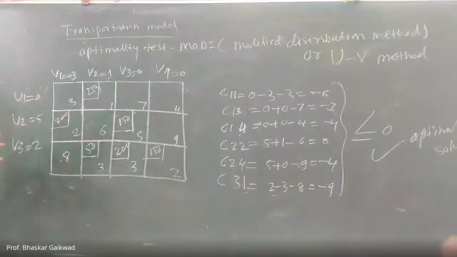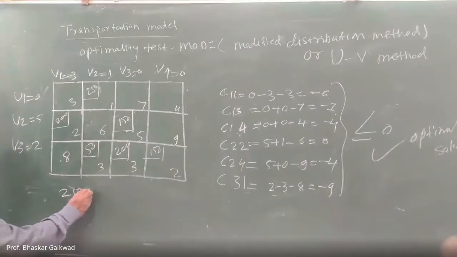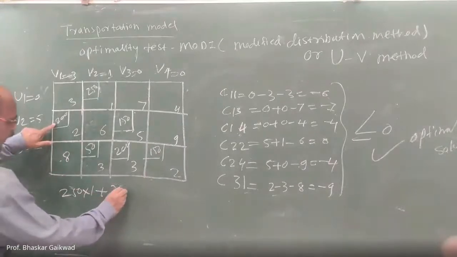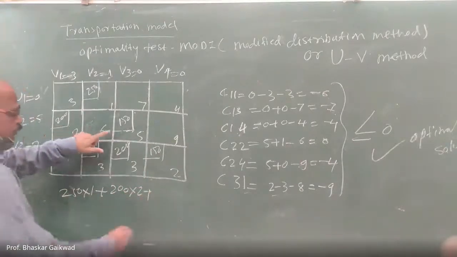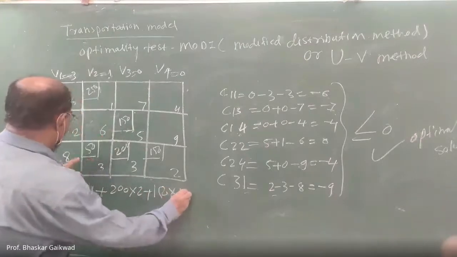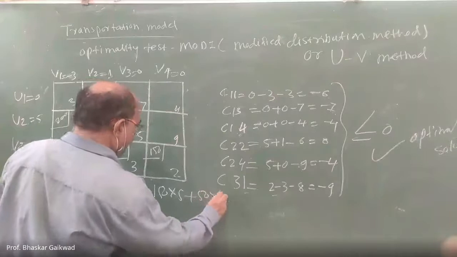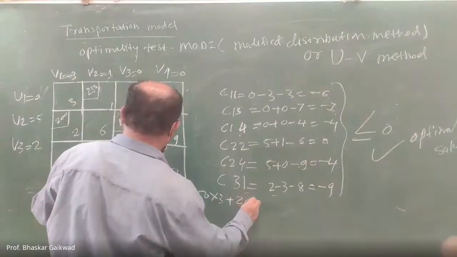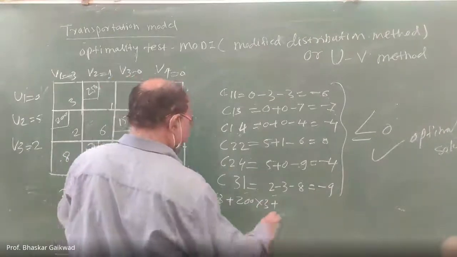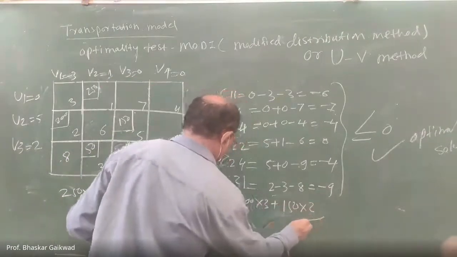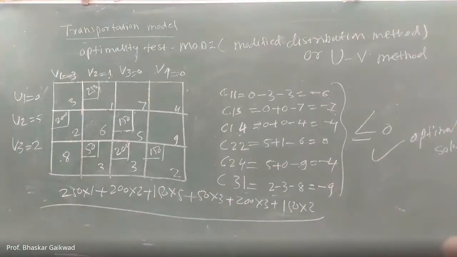Now you can calculate this value: 250 into 1 plus 200 into 2 plus 150 into 5 plus 50 into 3 plus 200 into 3 plus 150 into 3. Whatever the value you will get, this is the optimum solution for this transportation problem. Correct?